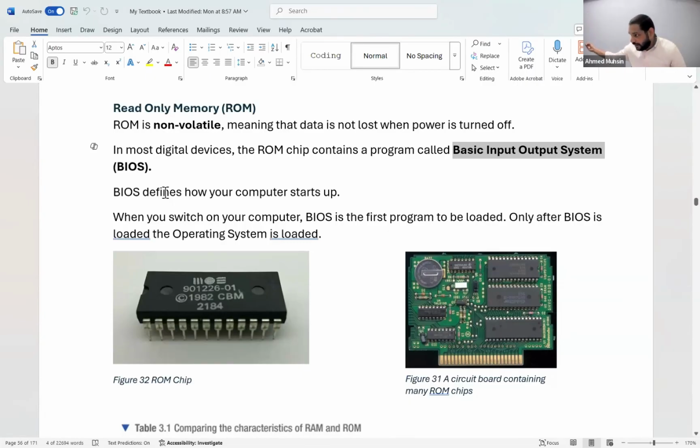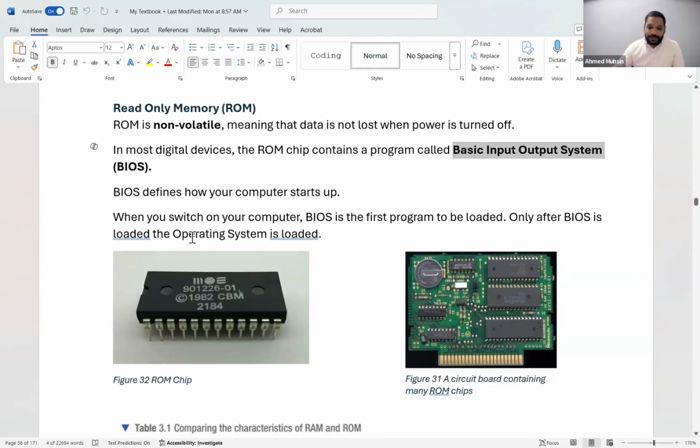Now, do you all understand why ROM is a part of primary memory? If ROM is not there, your computer doesn't know how to start up. Everybody okay with it? What's the name of the program that defines how your computer starts up? BIOS. What does BIOS stand for? Basic Input Output System. Are we all okay with that?